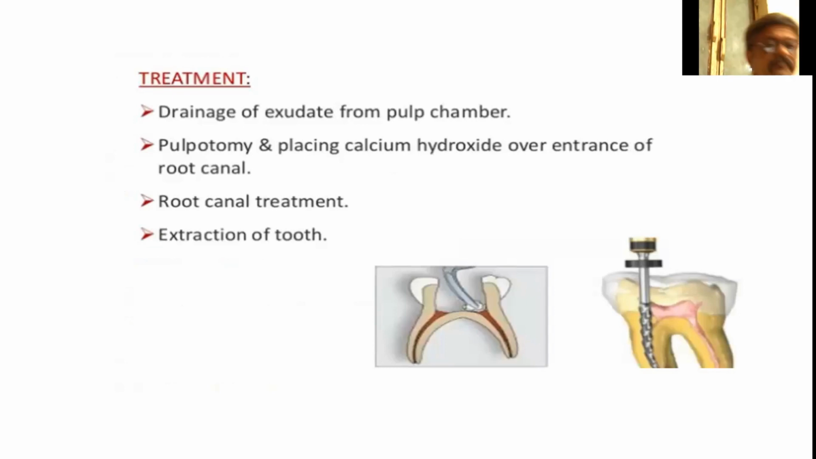Then treatment is dependent: drainage of the exudate from the chamber, like in root canal treatment as the first stage, and then pulpotomy and placing calcium hydroxide over the entrance of the root canal. Then we have root canal treatment. If it's not successful, then finally the tooth has to go for extraction. So if the root canal treatment is not possible or it is not successful, the tooth has to go for extraction, या दांत को हमको निकलवाना पड़ेगा.